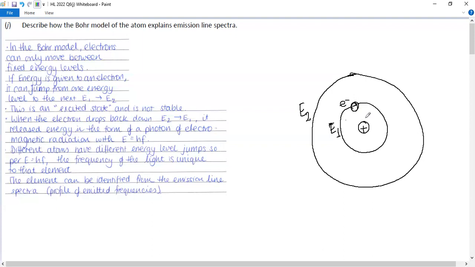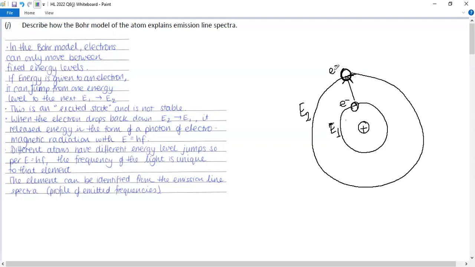But we give energy to that electron. So maybe we're putting heat on it, or we're shining a light on it. If some other form of energy is being pushed in there, it can jump. Okay, so it's going to make the jump from energy level 1 up to energy level 2. So here's my electron now.